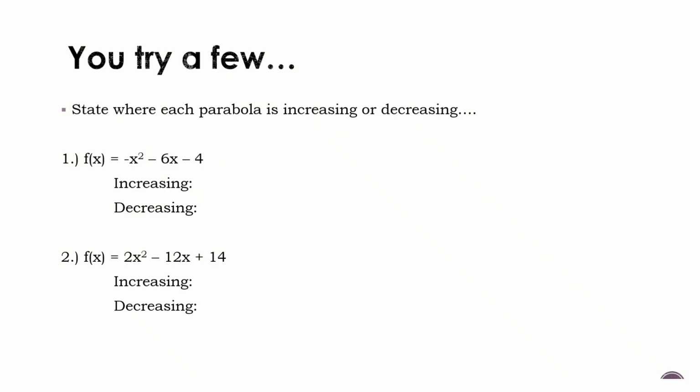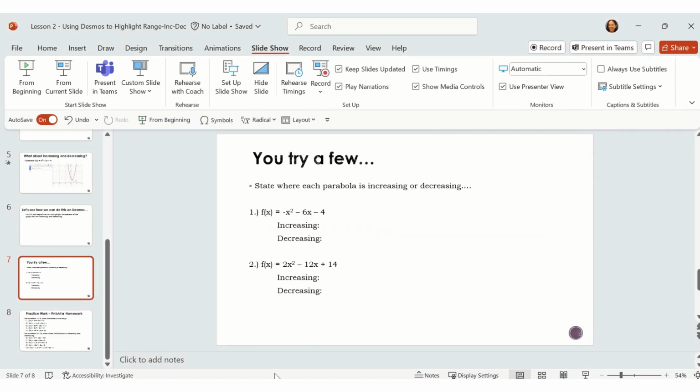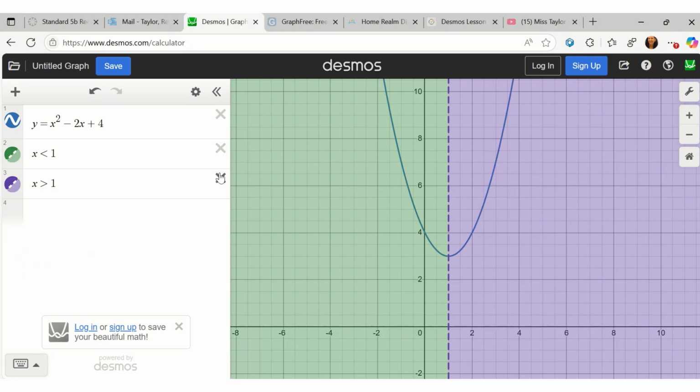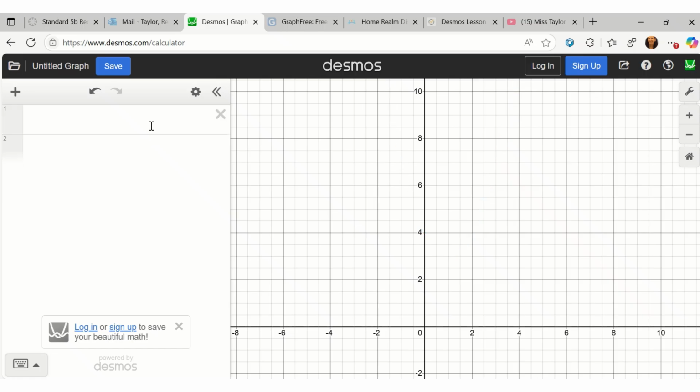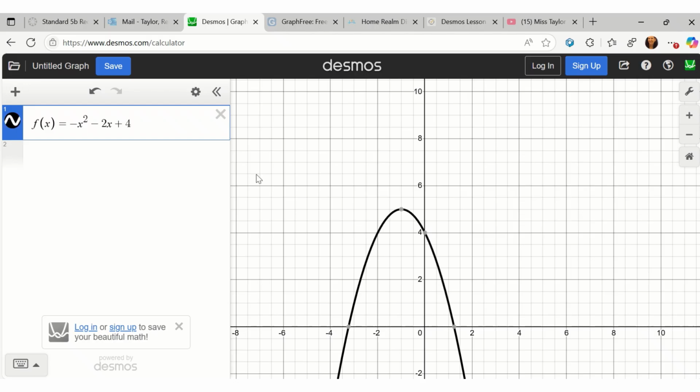All right, let's take a look. So I've got a, there we go, discard, and let's come over to Desmos. And our first problem was, what was it? Negative x squared minus 2x plus 4. And we're going to home in on that x coordinate.